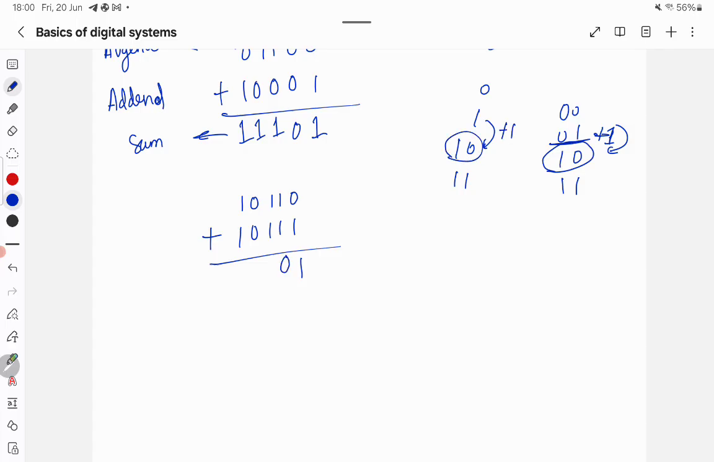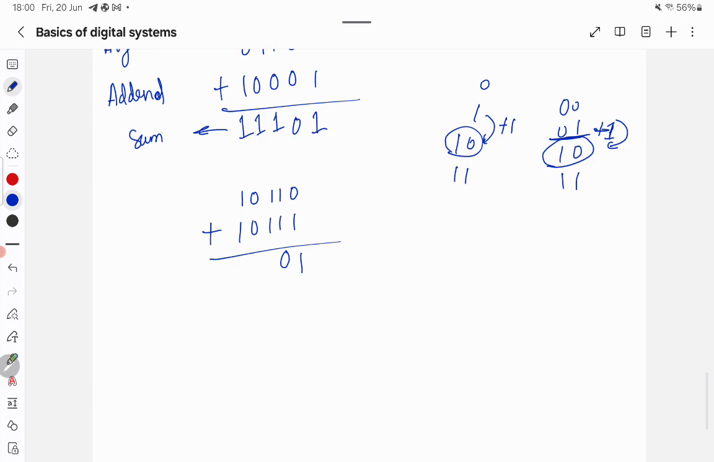So 1 will be here, 0 will be carried, we cannot write 1 0, so 1 will be carried. This is the carried one. Similarly 1 plus 1 is 1 0. So 1 0 plus 1 will be 1 1, right?